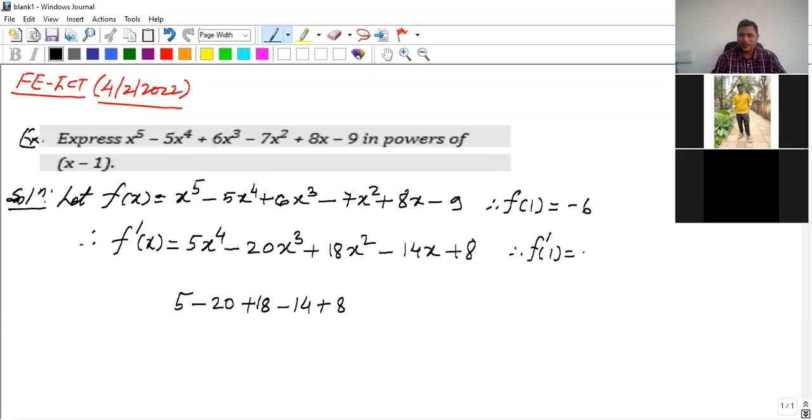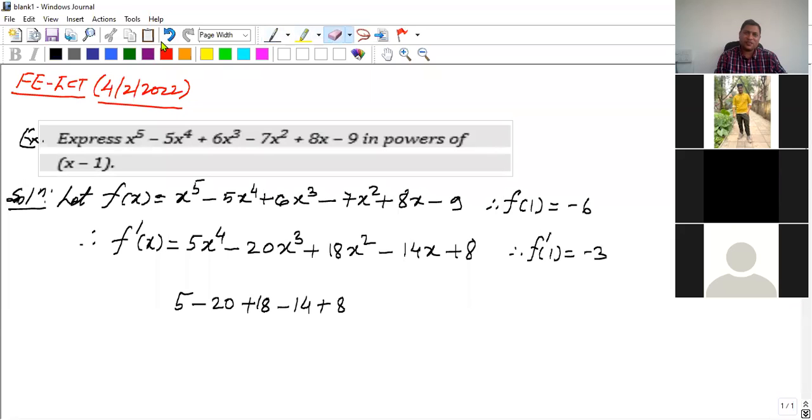There are two different answers, so we have to reach one conclusion. What is that going to be? Minus 3. Okay, so we got to one place now. So this is going to be minus 3. Okay. Now what next do we have to do?